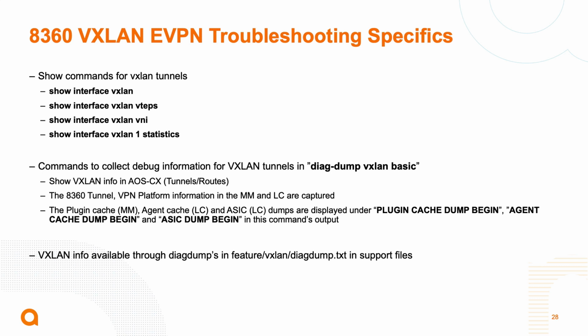The plugin cache and the agent cache are mainly the software caches of what is programmed by EVPN and by the CLI. So you would be seeing those dumps under the various keywords: plugin cache dump, agent cache dump, and the ASIC dump begin in this particular VXLAN diagram command.